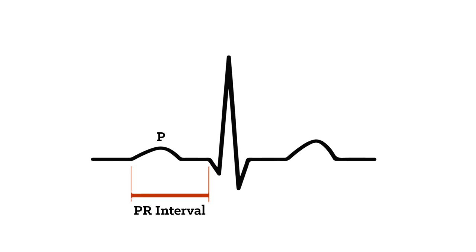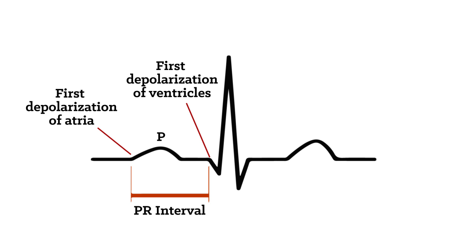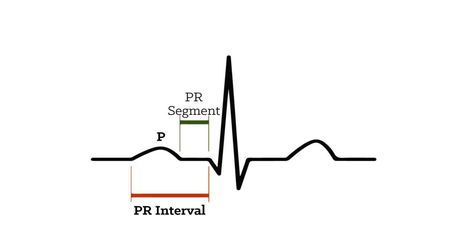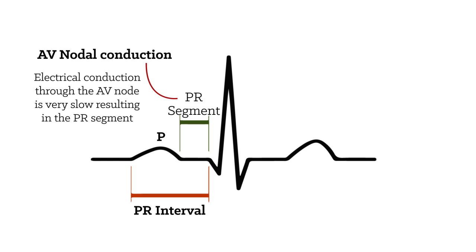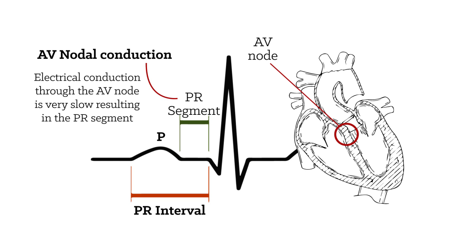The PR interval is the time from initial depolarization of the atria to initial depolarization of the ventricles. And so, the PR interval includes the P wave and the PR segment, which is this isoelectric flat portion of the ECG which corresponds to AV nodal conduction. Because the PR interval includes the PR segment, it also correlates with electrical conduction time through the AV node.